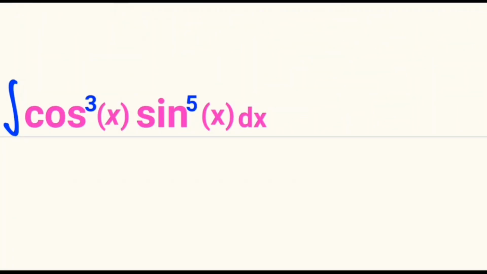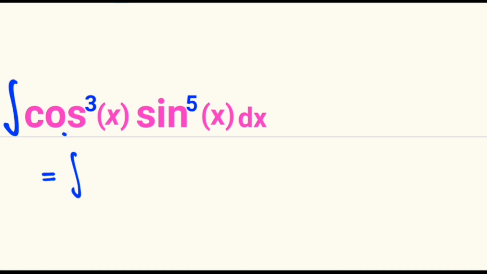For our second question, we have to evaluate the integral of cos of x raised to the power 3 multiplied by sine x to the power 5. In this case, both the cos and the sine have powers which are odd. So in the case of both powers which are odd, we break and convert the power which is lower.